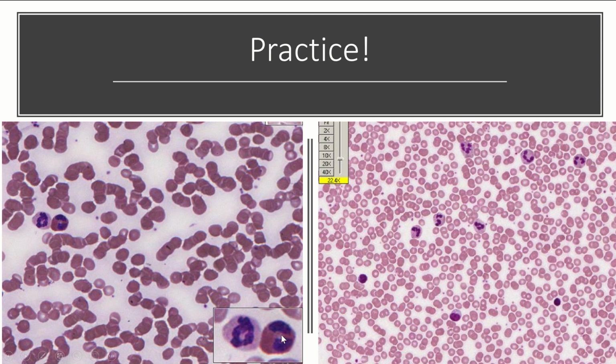This one right here, hopefully you can appreciate how the cytoplasm is much more red, right? This cell is actually more red than the red blood cells around it. Hopefully you can appreciate that. And that is because of those very big red granules in this cell. So hopefully you realize this is an eosinophil.